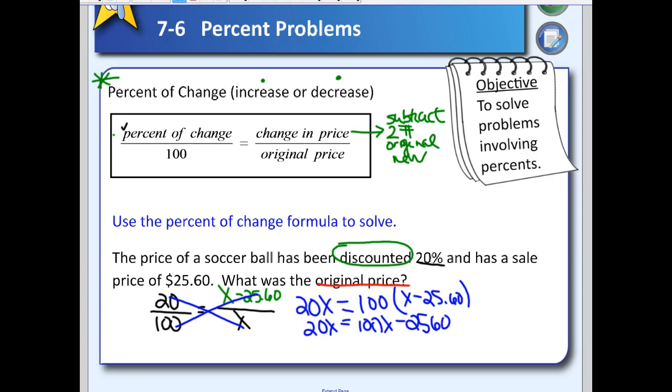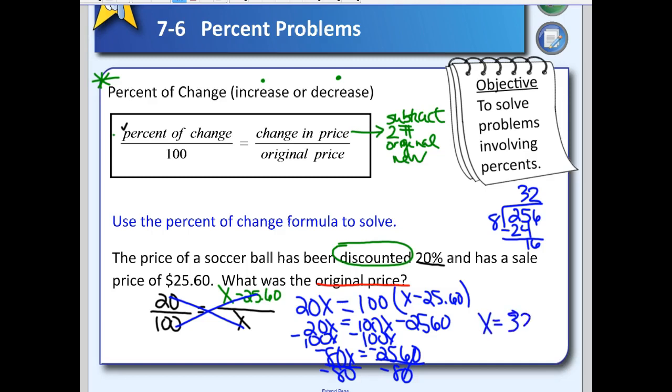All right, so now we've got to get x's on one side and numbers on the other. I'm going to go ahead and subtract 100x from both sides. So that's going to give me negative 80x equals negative 2,560. So we're going to divide both sides by negative 80. Now, if you want to, we can cross out those zeros there to make it just a little bit easier. So we've got to do some long division. So how many times does 8 go into 256? Well, 8 goes into 25, let's make that 3, because that's going to give me 24, and I subtract, 16, 32. So x equals 32, so that means $32 is my original price.